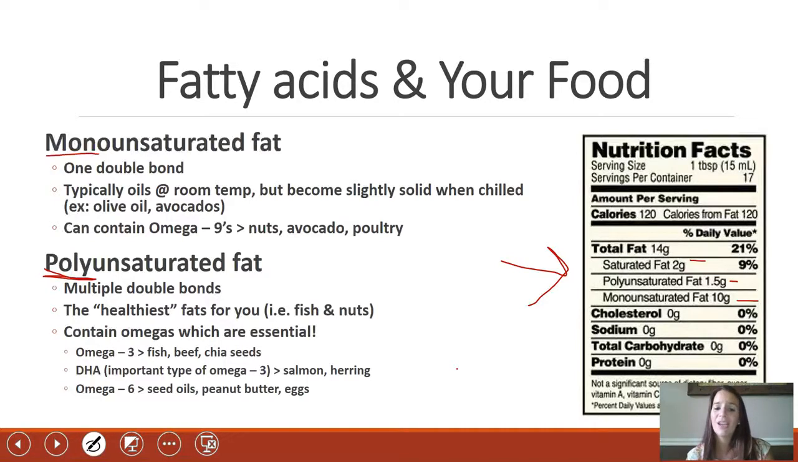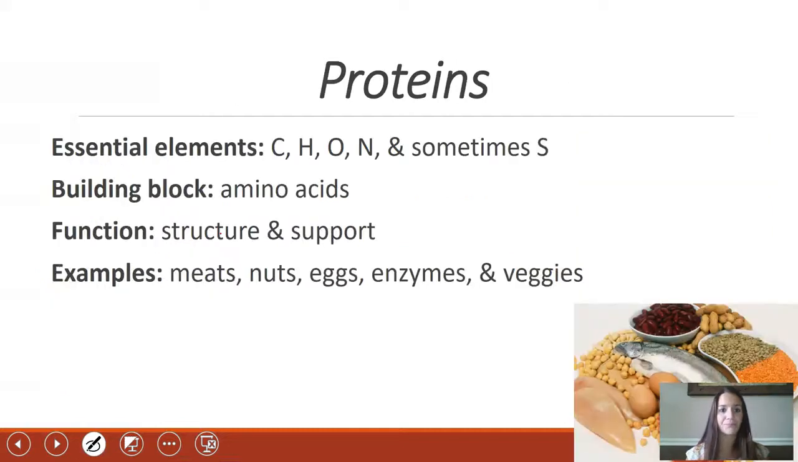They have omega-3, DHA, and omega-6s in them. Now monounsaturated does have omega-9s as well. Nuts, avocado, poultry. It's all good fat for you. It's much better than other fats that are saturated.